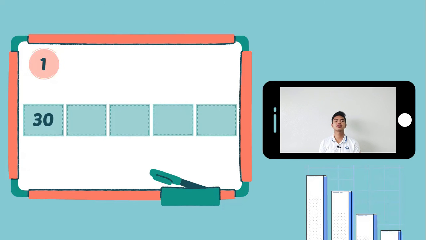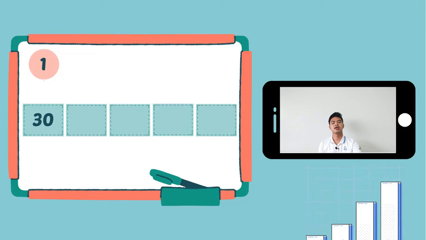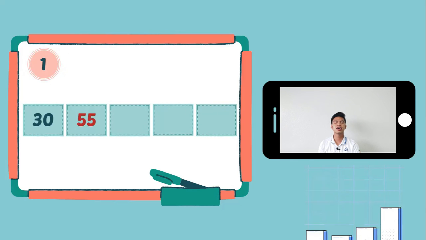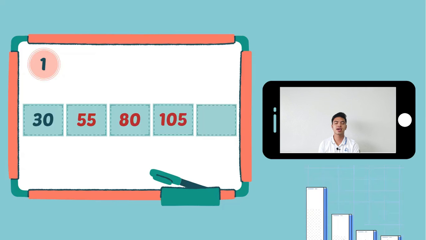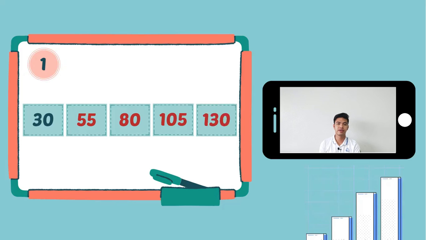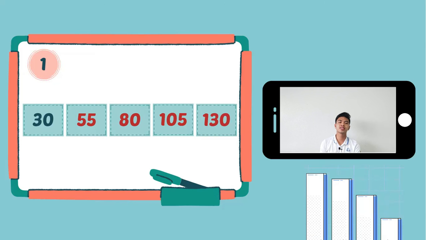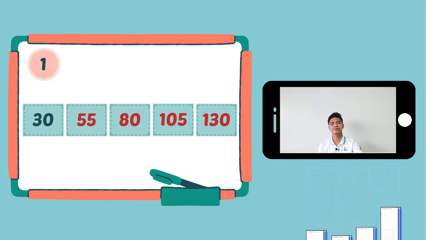So 30 plus 25 will be 55. Okay? And then 55 plus 25 will be 80. Okay, so we're going to write 80, and then 80 plus 25 will be 105. Okay, and then the next number is 105 plus 25 is 130. So that is what we are going to do.